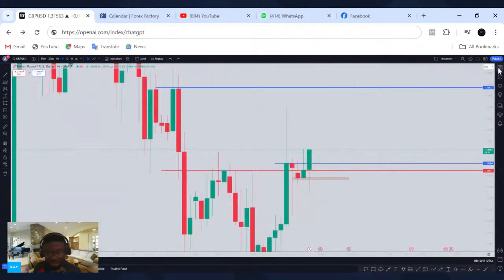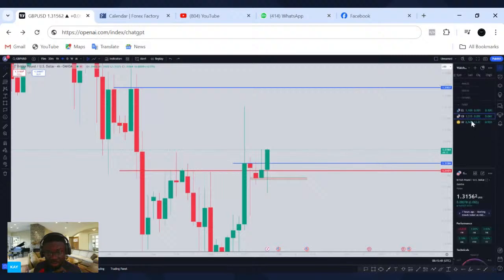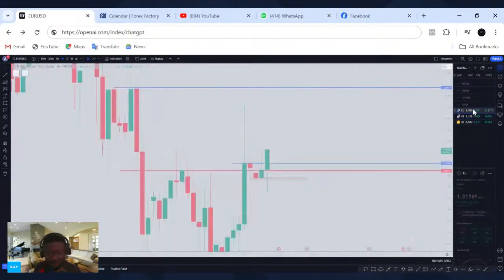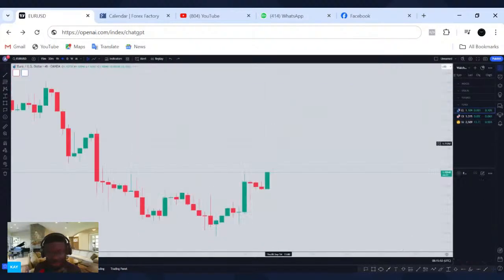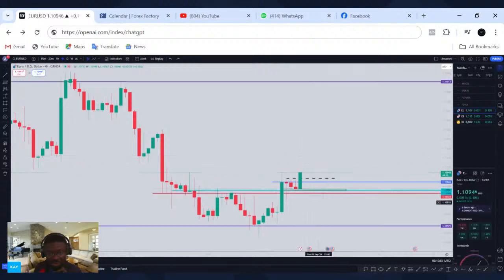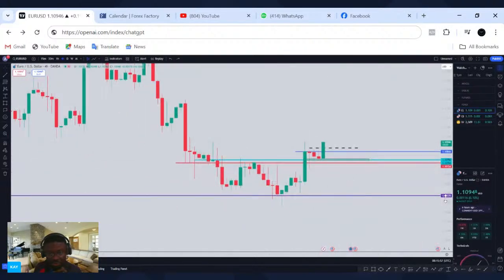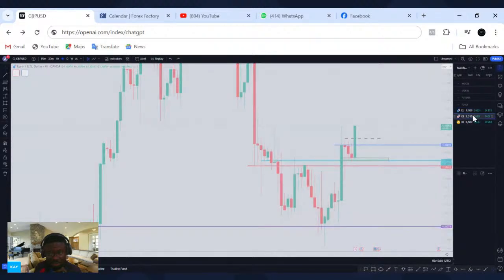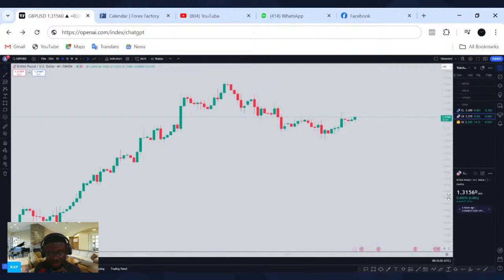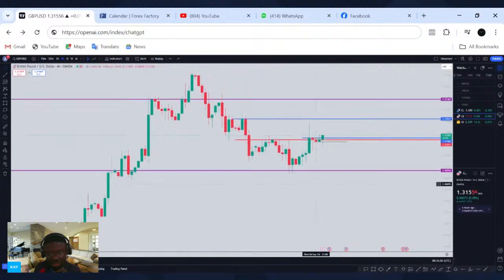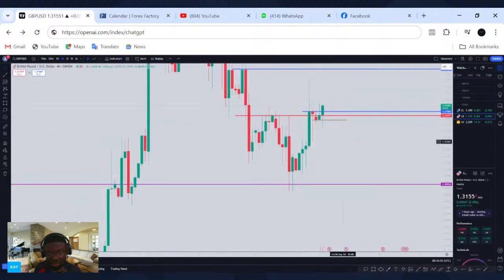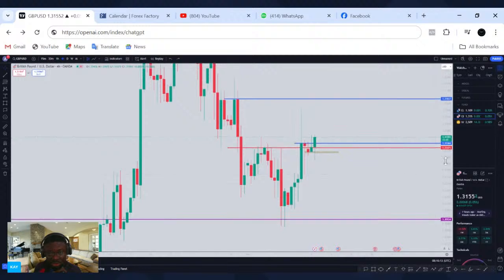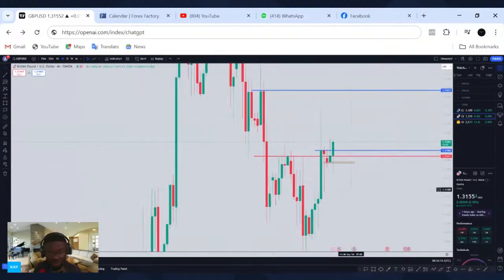By the way, it is moving. Let me check Euro USD. Has it gone out? It is moving very fast. So it looks like sometimes waiting won't be worth it today. But I'll still wait.